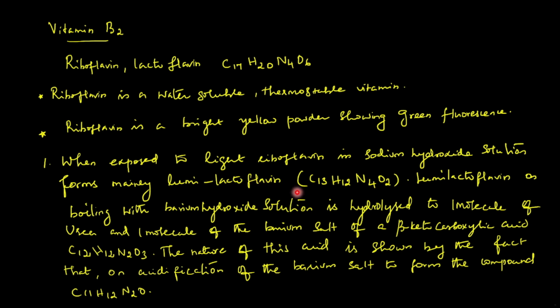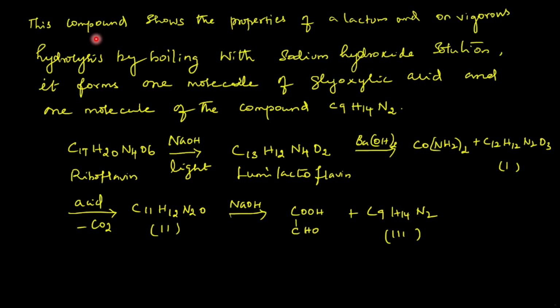Lumilactoflavin has the molecular formula C13H12N4O2. Lumilactoflavin on boiling with barium hydroxide solution is hydrolyzed to 1 molecule of urea and 1 molecule of the barium salt of a beta-ketocarboxylic acid. The nature of this acid is shown by the fact that on acidification of the barium salt, it forms the compound C11H12N2O. This compound shows the properties of a lactam.